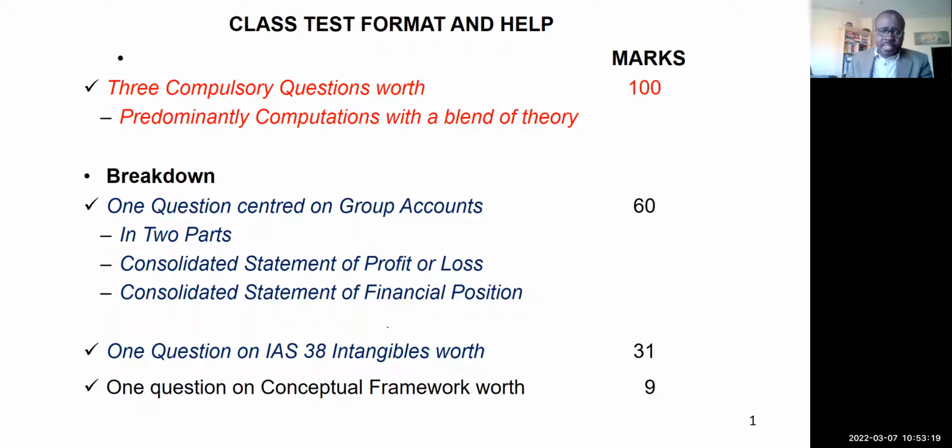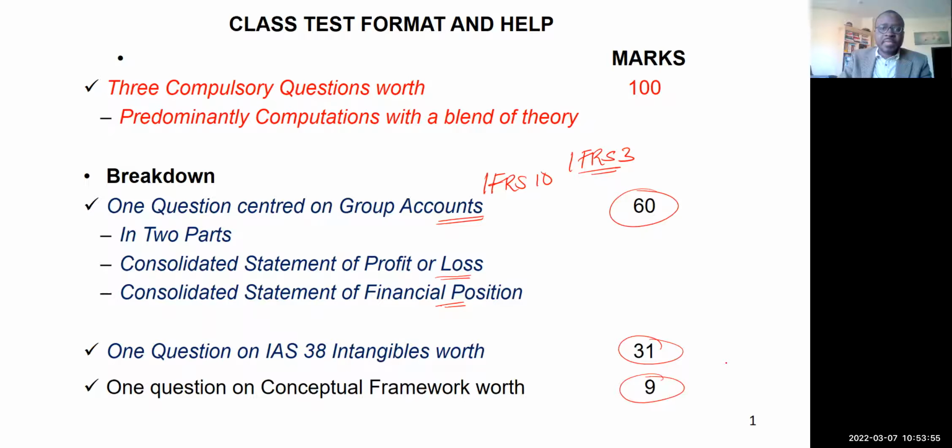So we have one question which is centered on group accounts. So your IFRS 10 comes in handy, and of course, we cannot do without IFRS 3 on the goodwill. It's in two parts where you prepare a consolidated statement of profit and loss, you do the calculations and prepare, and then a consolidated statement of financial position, and it's worth 60 marks. Then we have one question on the intangibles, which is worth 31, and then a simple question on the conceptual framework.